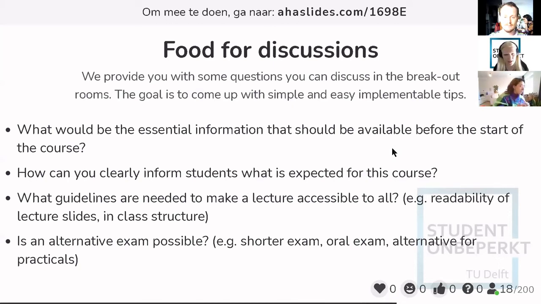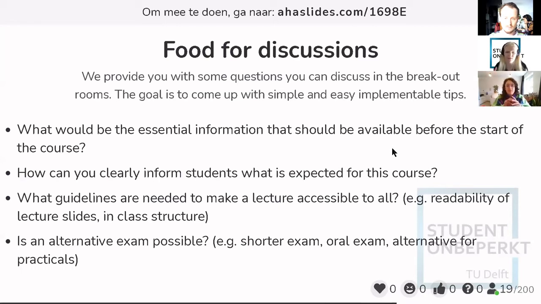The second question is a little bit overlapping. How can you clearly inform students what is expected for this course? And the third one is really broad. What guidelines are needed to make a lecture accessible to all? You can think of small things like readability of slides, in-class structure, but also a way of teaching.